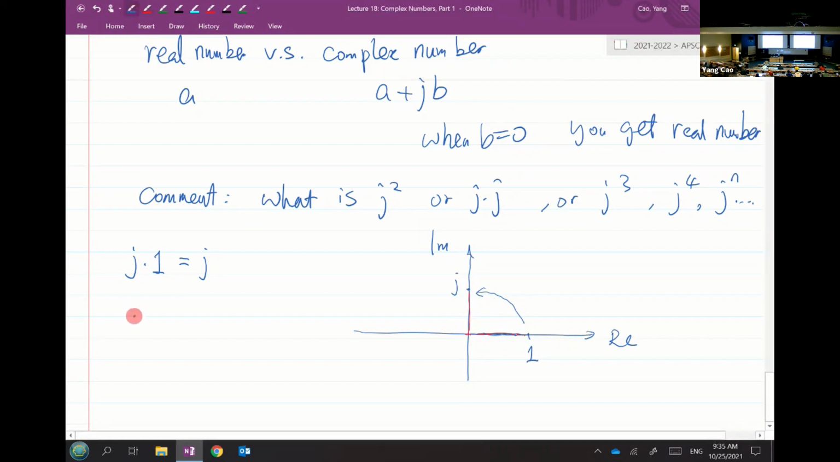So let's continue here. What about j times j? You multiply j with another j. Basically, this is your current location, j here, and now we multiply with another j. Technically, remember what we get? -1. So where's -1? -1 is right here. So the operation, when you multiply j with the current j, it rotates another 90 degrees over here.